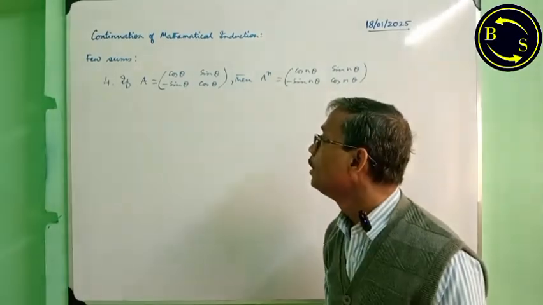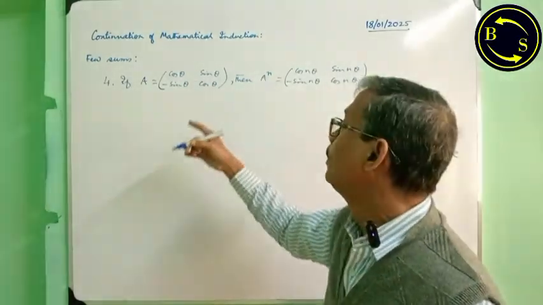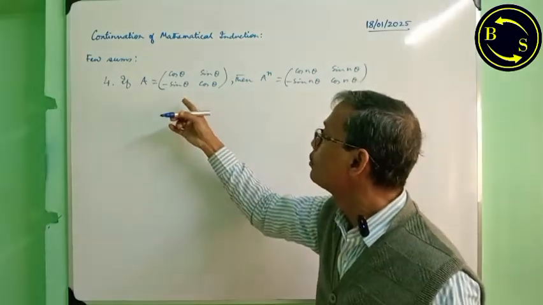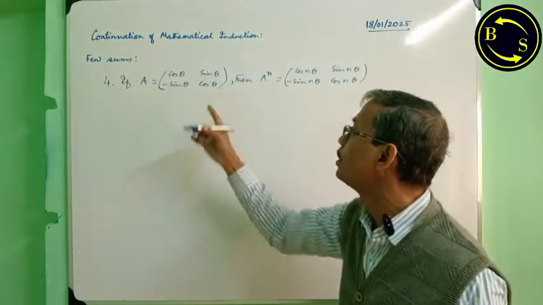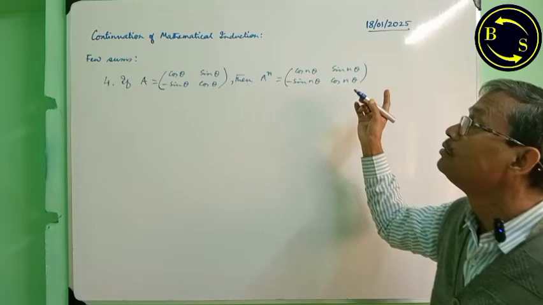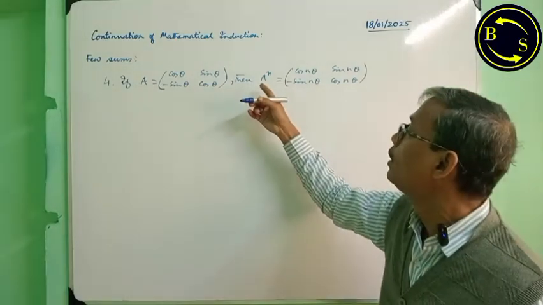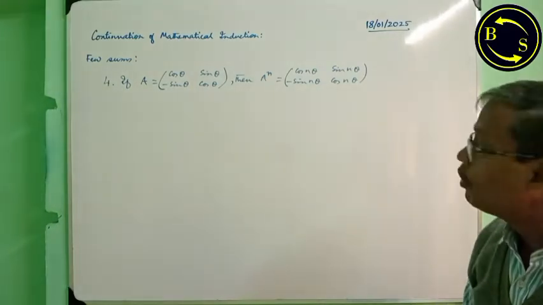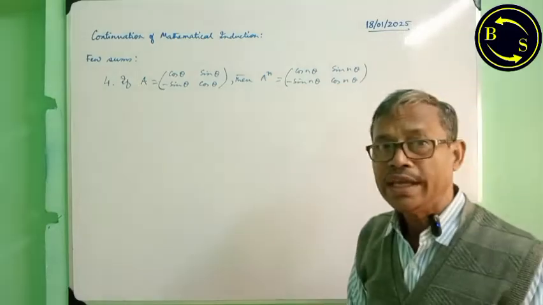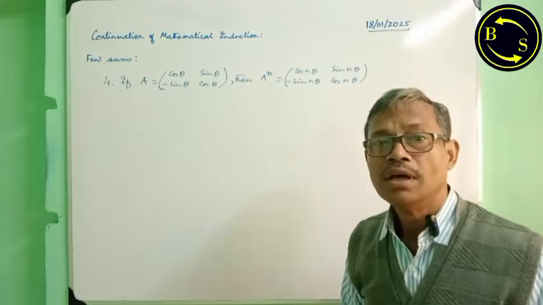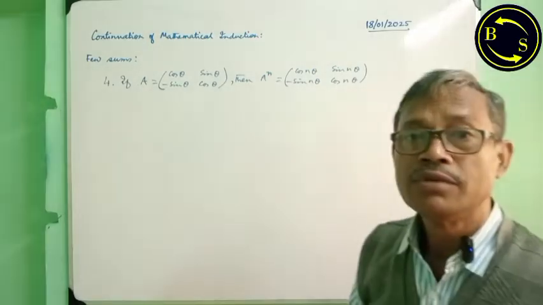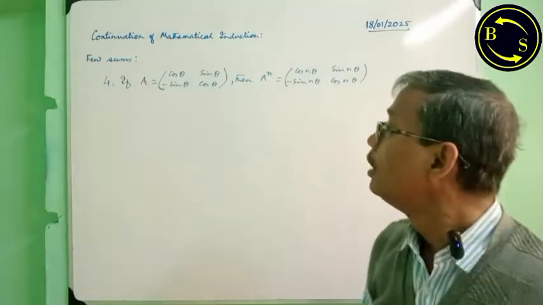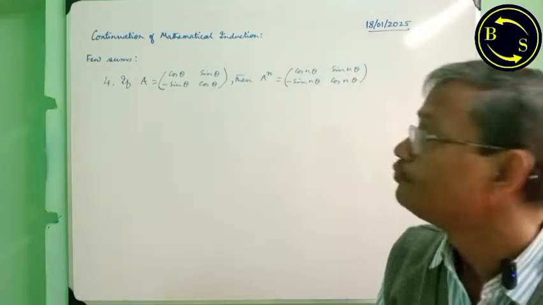Now the fourth sum. If A equals the matrix with elements along the first row cos theta, sin theta, and entries in the second row minus sin theta, cos theta, then we have to prove this one. Here A to the power n means the product of n matrices A. That is why the basic step will be for n equal to 2. We have to start taking n equal to 2.